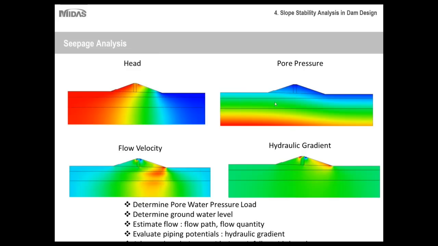You'll have your pore pressure, so naturally, pore pressure is going to be higher where the water is. And then flow velocity, which is very important. As you can see, with the flow velocity, water will be flowing from the left side to the right side.